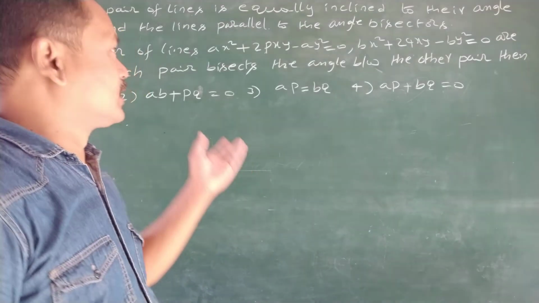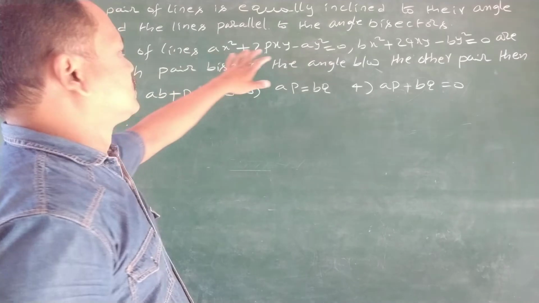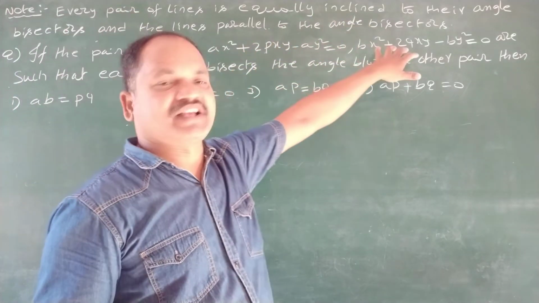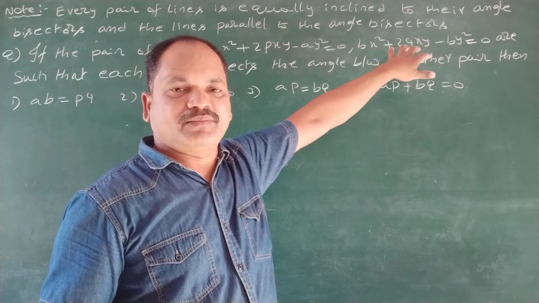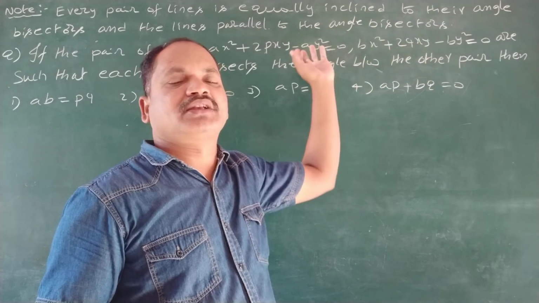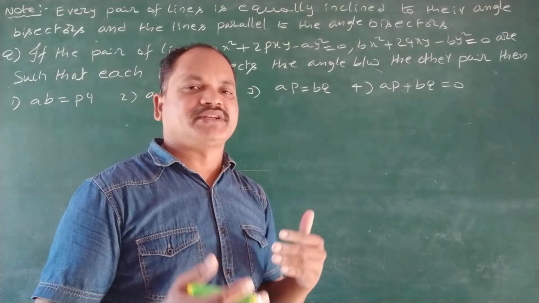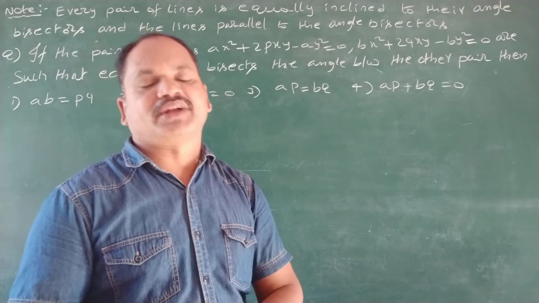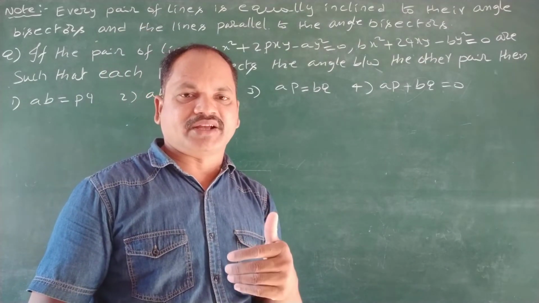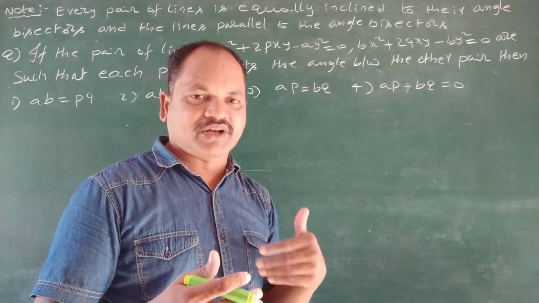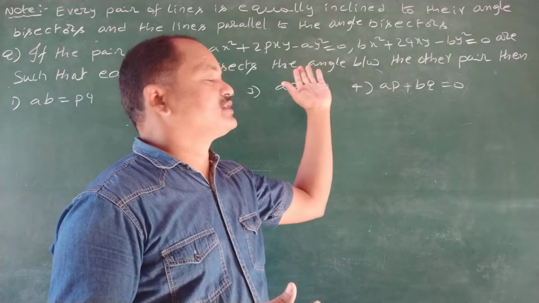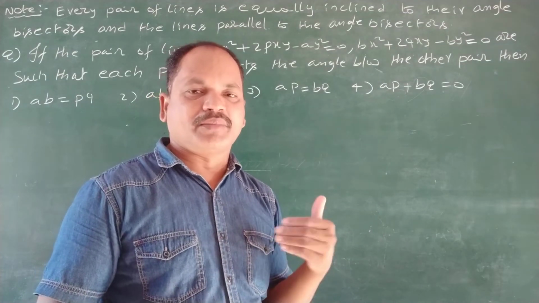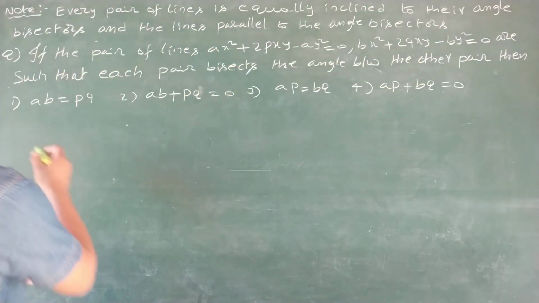So observe, according to the note point, the bisector of the first one is parallel to the second one. Now the bisector of the second one is parallel to the first one. That means one of the bisectors of the pair of lines represents another pair of lines. That is, the pair of bisectors of one equation represents the other equation. That's why we first find the pair of bisectors of the first equation. Solution for this question.